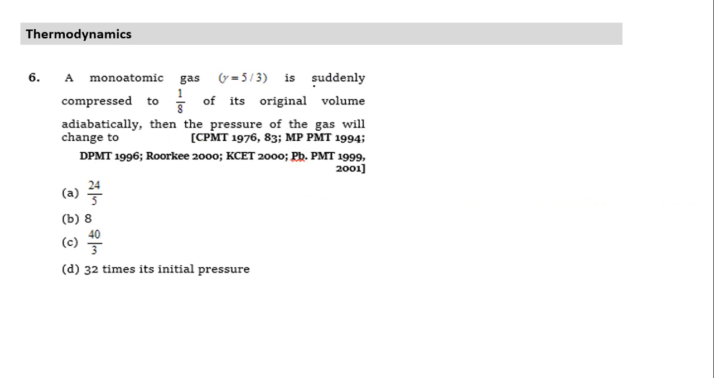Suddenly, what does suddenly mean? Whenever you come across the word sudden, it is adiabatic. Why does sudden imply adiabatic? Sudden means there's no time for heat transfer to take place. Or the time during which the process has taken place is so short that the amount of heat transfer is negligible.